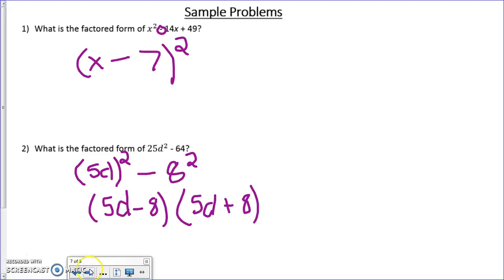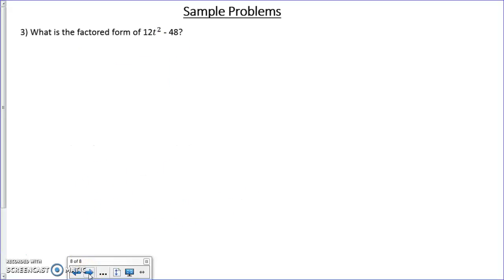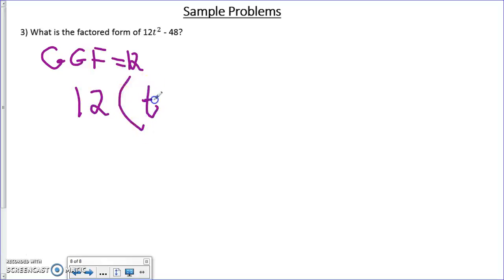Boom. Let's look at one more. What is the factored form of 12t squared minus 48? Remember, when you're factoring, the first thing you want to look for is the GCF. Here I see that 12 is also a factor of 48. So my GCF is 12. So let's factor it out. If I factor out 12, I'm left with t squared minus 4.